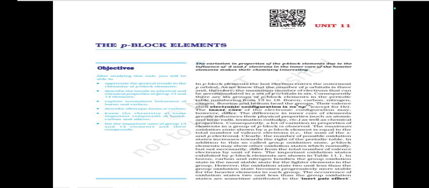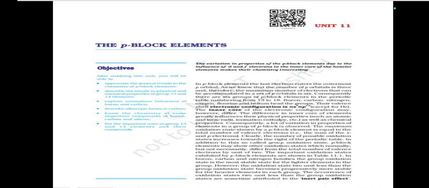Now, their valence shell electronic configuration is ns2 np1 to 6, except for helium. The inner core of the electronic configuration may, however, differ. The difference in the inner core of elements greatly influences their physical properties, such as atomic properties. Consequently, a lot of variation in the properties of elements in a group of the p block is observed.